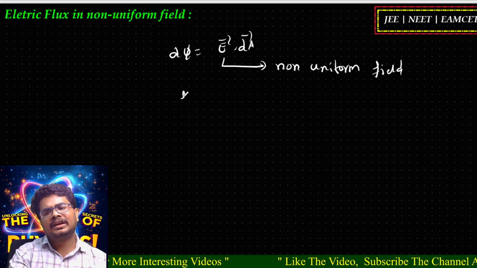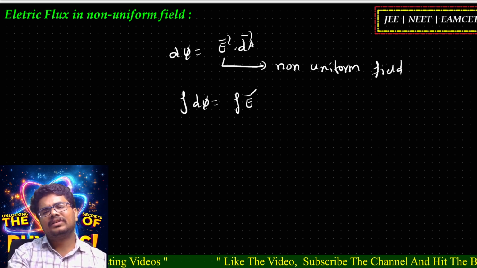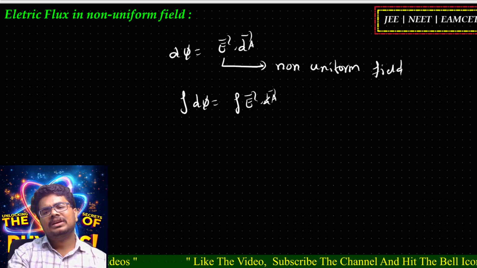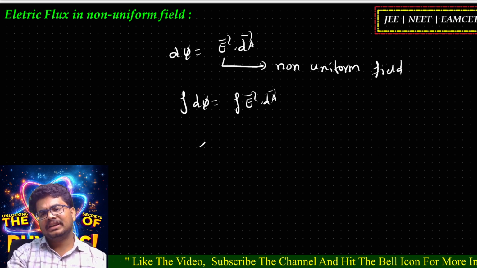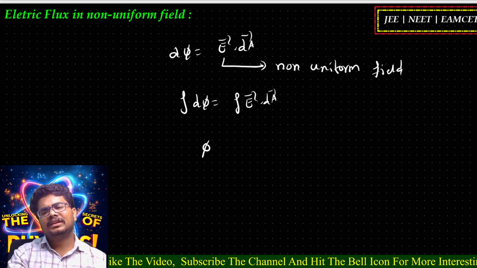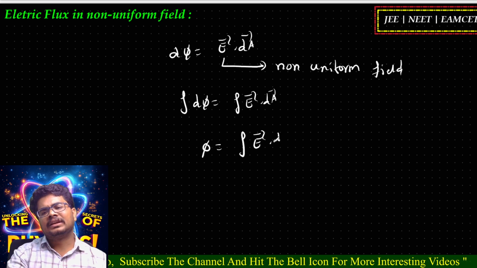If we integrate both sides, what will we get? Integral dφ is equal to integral E vector dot dA vector. Integral dx is x, integral dy is y, so integral dφ is going to be how much? φ. Therefore, we will get closed integral E vector dot dA vector, we can take it.